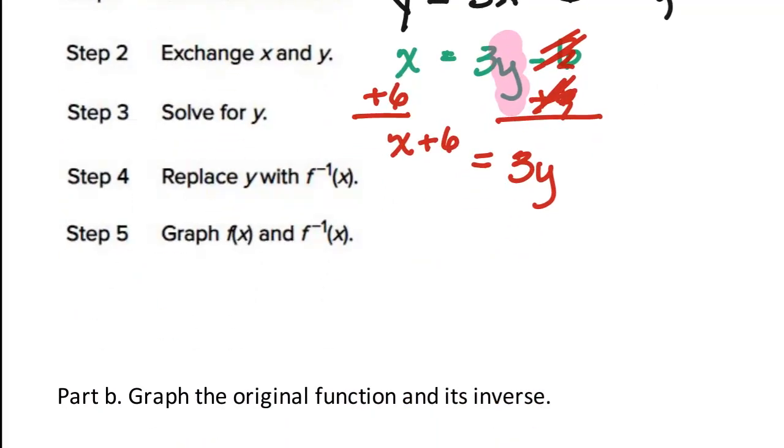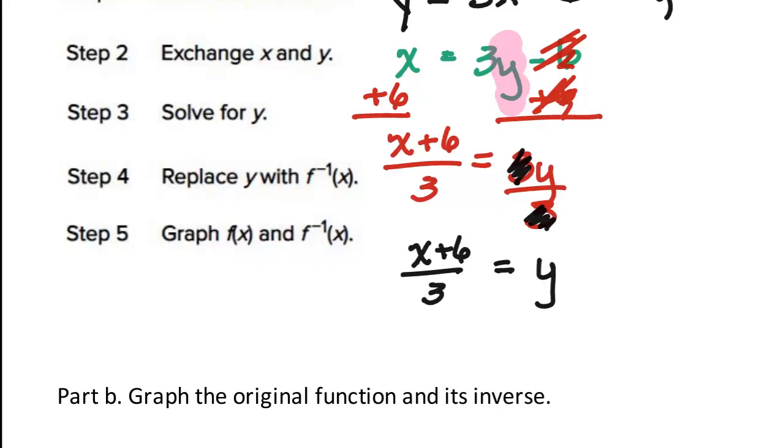All right, now I'm trying to get y by itself. Right now, y is being multiplied by 3. You need to divide by 3. Divide by 3. 3's cancel out. And you get y equals x plus 6 divided by 3, which is a correct form. This is correct. This is accurate.